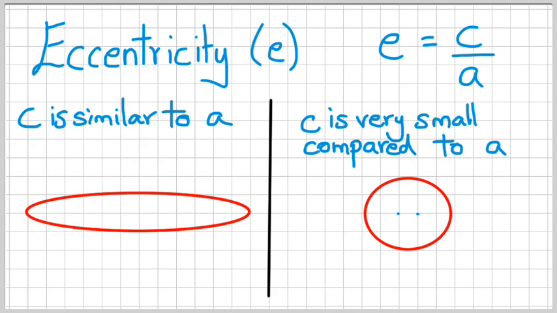Now if I go back to c being similar to a here, on the left hand side, you'll notice that the blue dots are a lot closer towards a. And that's pretty much that I can think of for ellipses at this point. Some of the most important things you need to know.